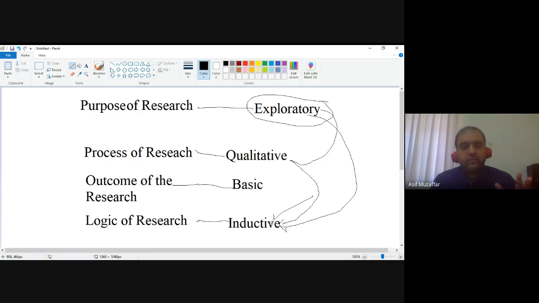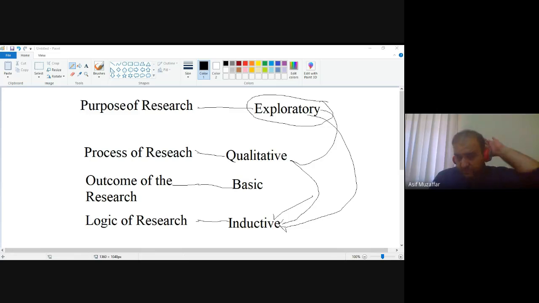And the approach is, the logic of your research will be inductive. Yes, for explanatory research, you can have basic research or applied. Both outcomes are possible. But in that case, either it is basic or applied, you will have a deductive approach. But in exploratory, it is always inductive. It's always inductive.